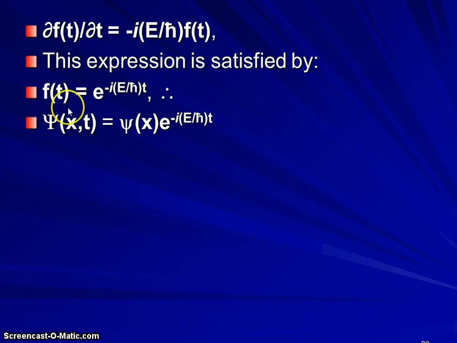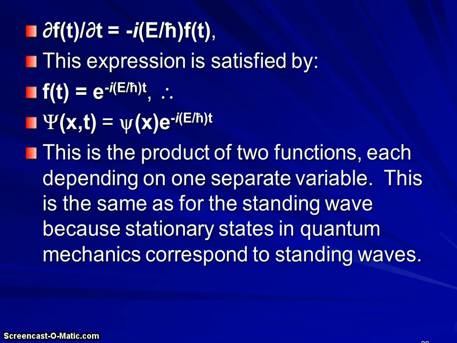So we can write any system wave function, the time-dependent wave function, as the time-independent wave function times e to the negative i E over h bar t. So this is a product of two functions, each depending on one separate variable. This is the same as we would see for the standing wave, because stationary states in quantum mechanics correspond to standing waves, going all the way back to Bohr's solution for the atom.